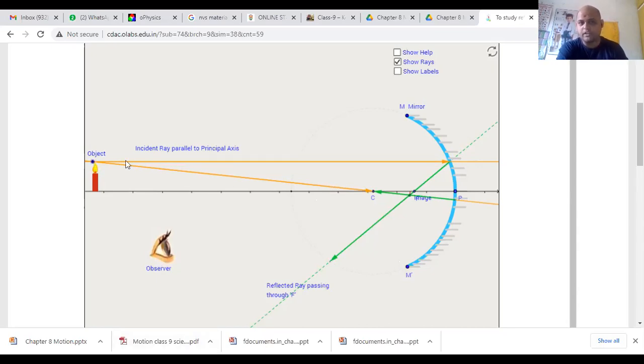Look at the incident rays. One is directly parallel to the principal axis, one is passing through here. When it gets reflected, we get the image between C and F. This appears to be F. And look at this one. This is the image: very tiny, inverted, and it will be real.